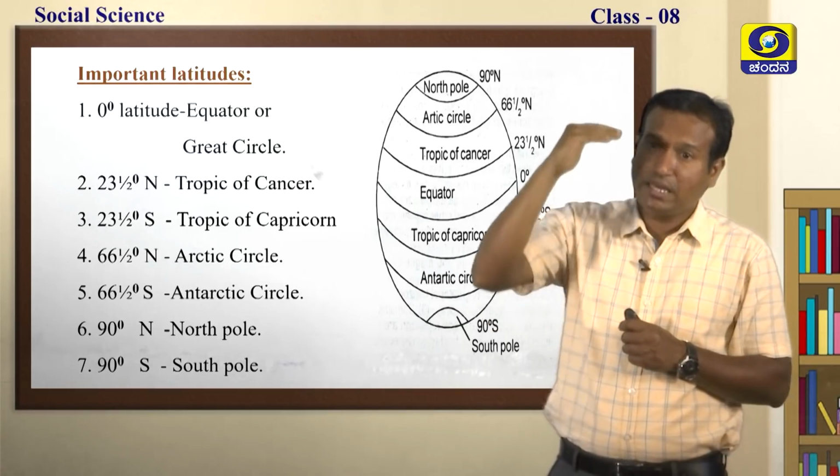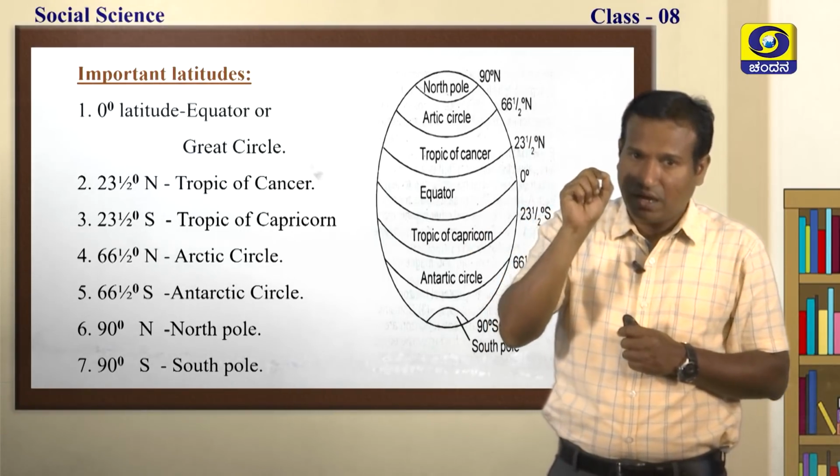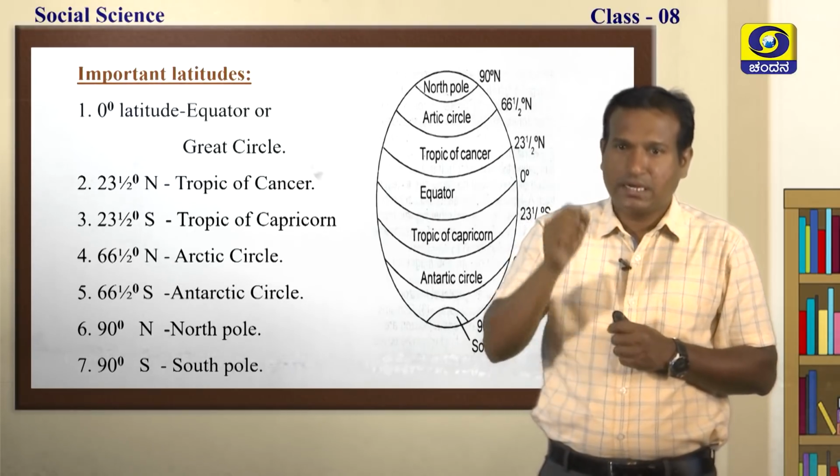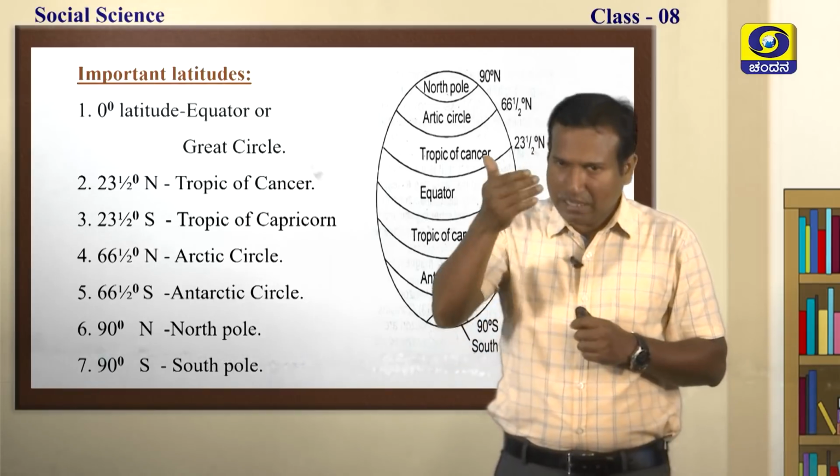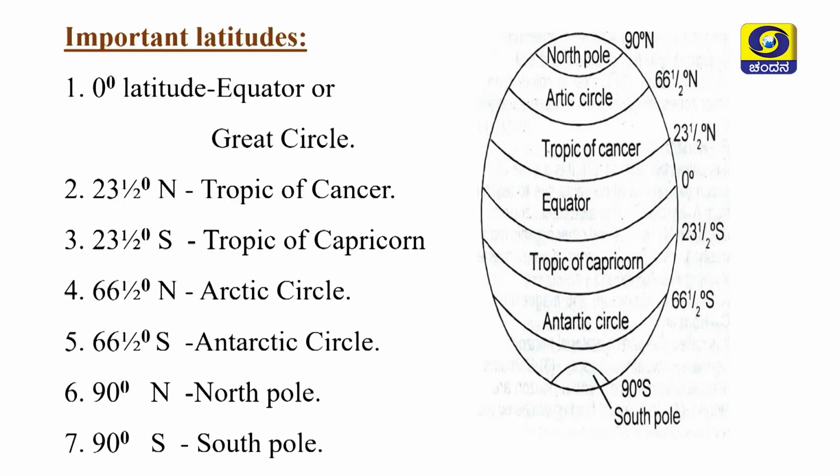If you go towards the northern hemisphere, at 23.5 degrees we have what we call the Tropic of Cancer. Same way, if you come to the southern hemisphere, from the equator at 23.5 degrees, an imaginary line is marked, called the Tropic of Capricorn. Again, in the northern hemisphere at 66.5 degrees, an important latitude is drawn, we call the Arctic Circle. Same way in the southern hemisphere at 66.5 degrees, an imaginary line is drawn, we call the Antarctic Circle.